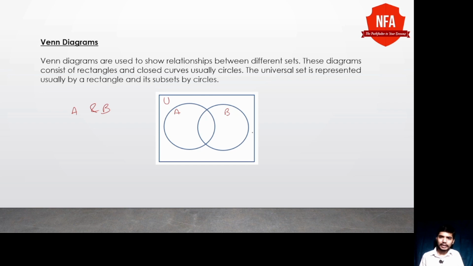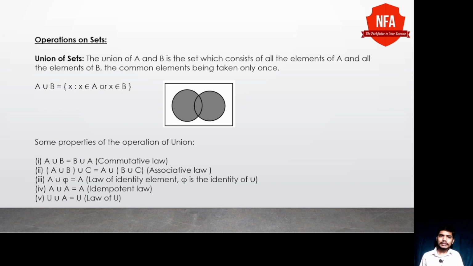If we are given any set A, we can represent it as this set A, and if we are given any set B, we can represent it directly as B. Now let's learn some operations on sets. We have some operations defined on sets, which are union and intersection. Let's learn them one by one.